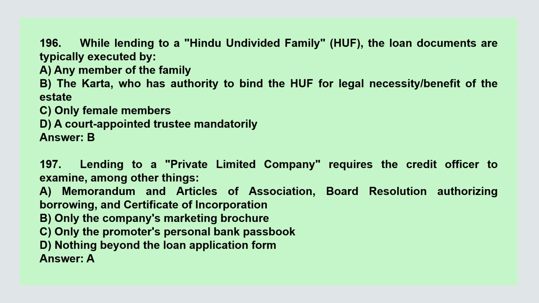While lending to a Hindu undivided family, HUF, the loan documents are typically executed by answer B, the Karta, who has authority to bind the HUF for legal necessity and benefit of the estate. Lending to a private limited company requires the credit officer to have examined, among other things, answer A, memorandum and articles of association, board resolution authorizing borrowing, and certificate of incorporation.